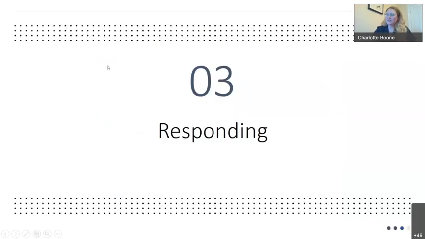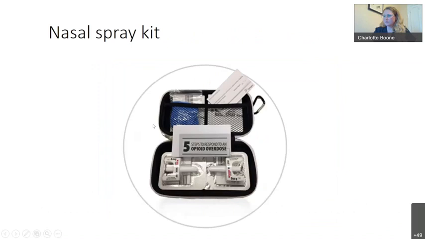So we're going to talk a little bit more now about the process of responding to an opioid poisoning. So this is a naloxone nasal spray kit. You might also hear it referred to as Narcan. That's the brand name for the nasal spray. So as we see here in the kit, we have 2 nasal sprays. There's an instruction booklet on how to respond. There's some non-latex gloves. There's an ID to show who's been trained. And there's a breathing barrier device.